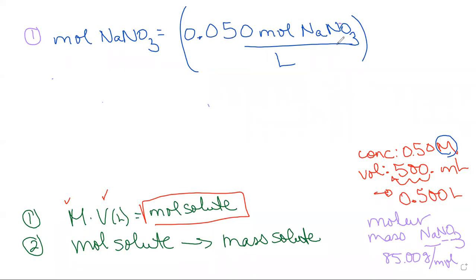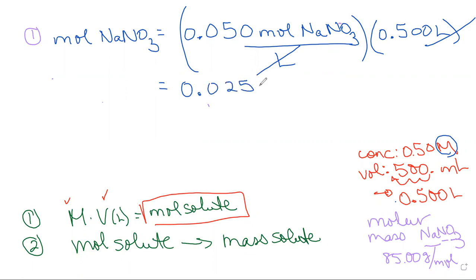0.50 molar sodium nitrate solution can be written this way. And the volume we converted is 0.500 liters. So this is why, because now we canceled out our liters and we end up with units of moles of sodium nitrate. And when we multiply this out, we get 0.025, 2 significant figures. So we'll end up with an answer of 0.025 moles of sodium nitrate.